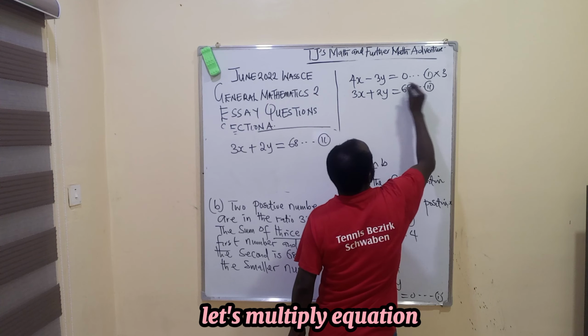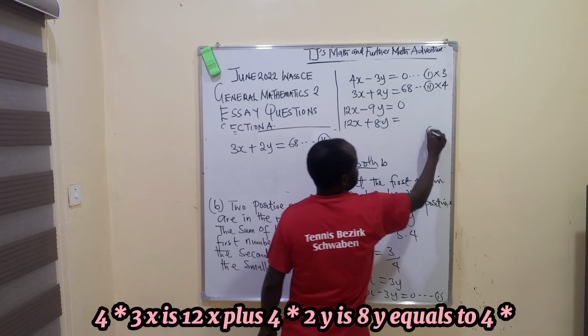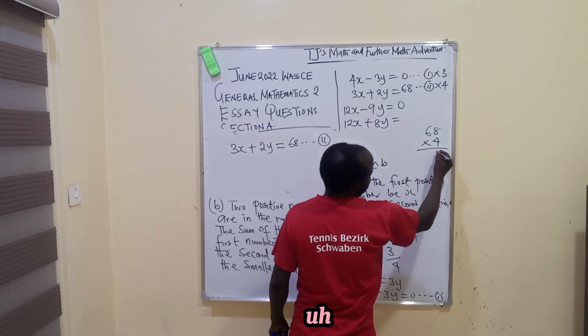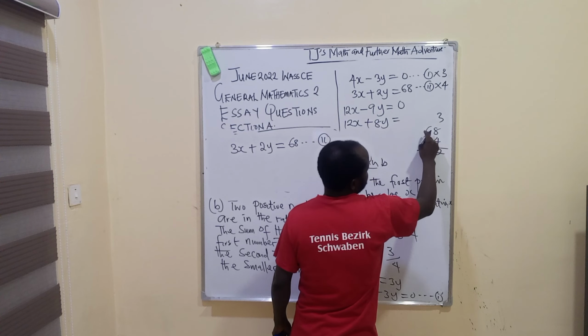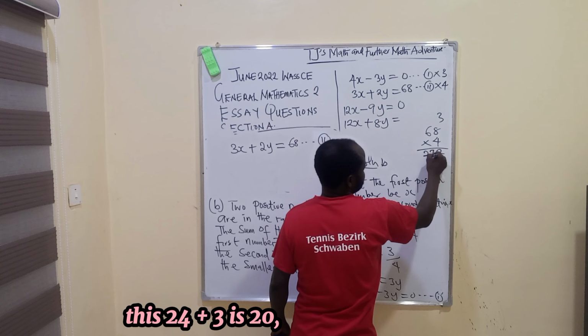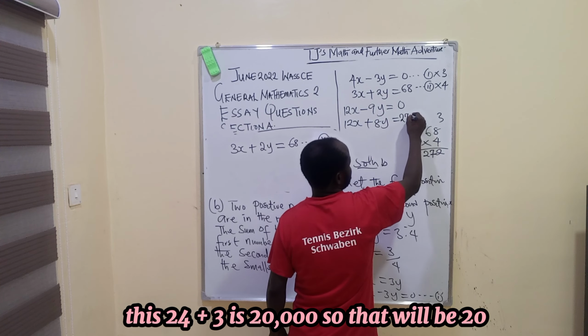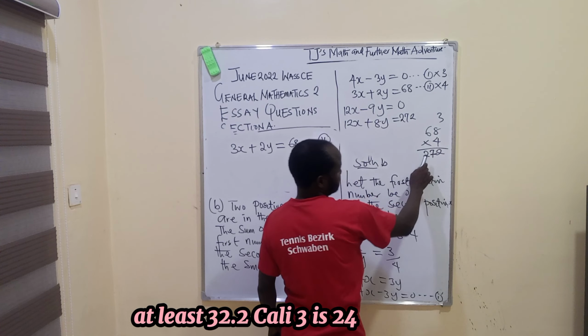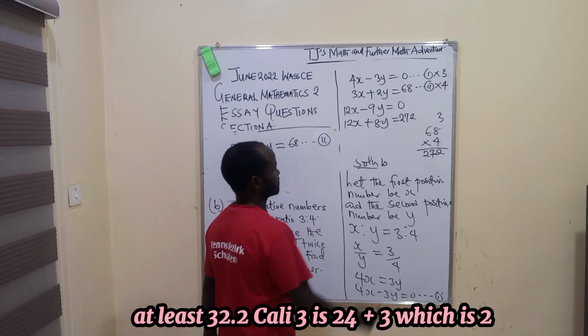Then let's multiply equation 2 by the coefficient of x in equation 1. So 3 times 4x is 12x, minus 3 times 3 is 9y, equals 3 times 0 is 0. 4 times 3x is 12x, plus 4 times 2y is 8y, equals 4 times 68. 4 times 68: 4 times 8 is 32, put 2 carry 3, 4 times 6 is 24 plus 3 is 27, so that will be 272.